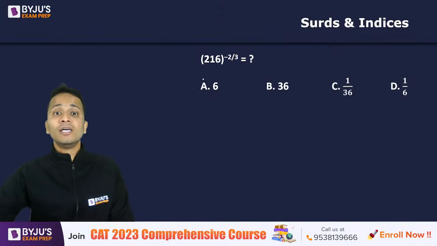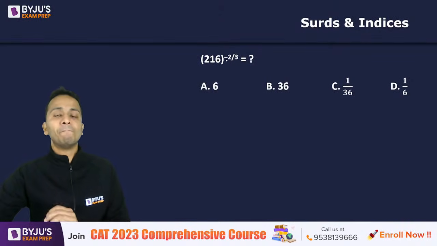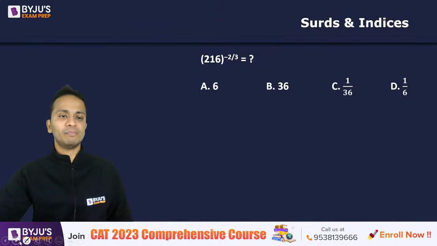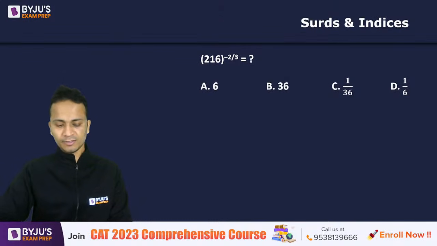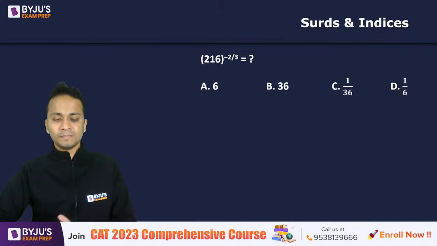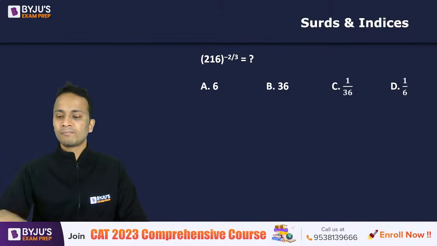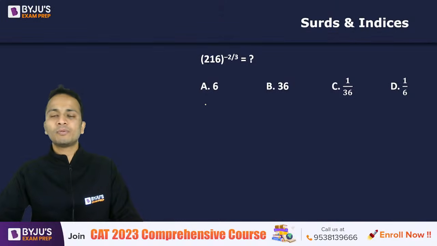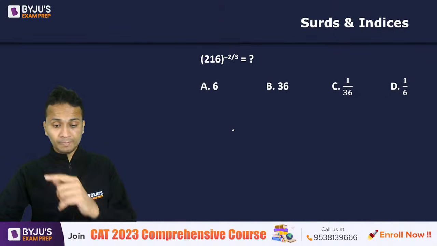Now, question is 216 raised to the power minus 2 by 3. 216 raised to the power minus 2 by 3. What will be the simplified value of this number? You are given four options: A, B, C, and D. Quickly simplify this and give me a value. Give me an answer among option A, B, C, or D. You need to give your answer in terms of options. Okay.